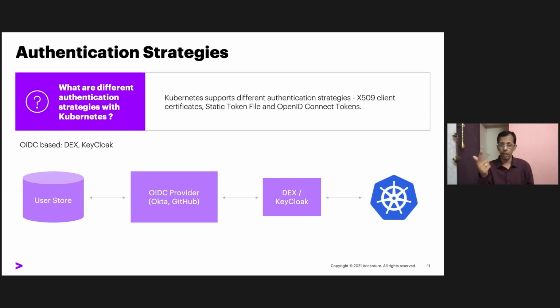In the previous approaches, what you saw was for every Kubernetes environment you will need to maintain the token files, clients would need to maintain certificates and all of that. Here you could actually use a single OIDC provider environment like Okta in this case, or GitHub, and you could connect multiple Kubernetes clusters to that through DEX.